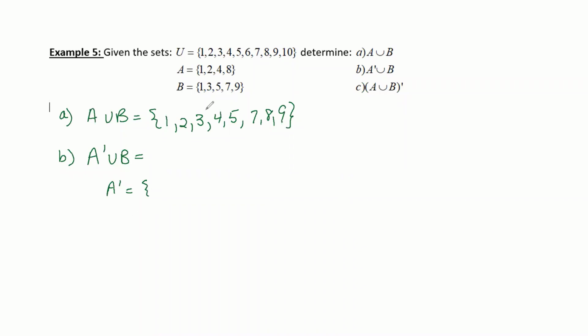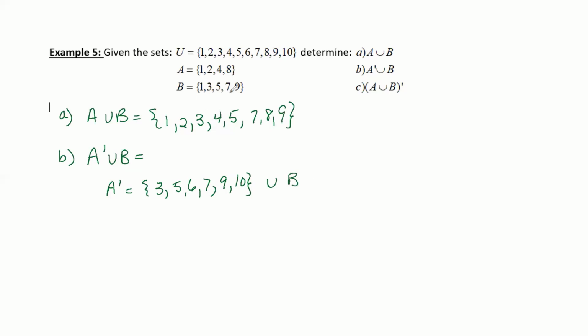So A is 1, 2, 4, and 8. So we're going to look for the opposite of 1, 2, 4, and 8. So not 1, not 2, but yes, 3. Not 4, but yes, 5, 6, 7. Not 8, but yes, 9 and 10. So that's A complement, and we want to union that with B.